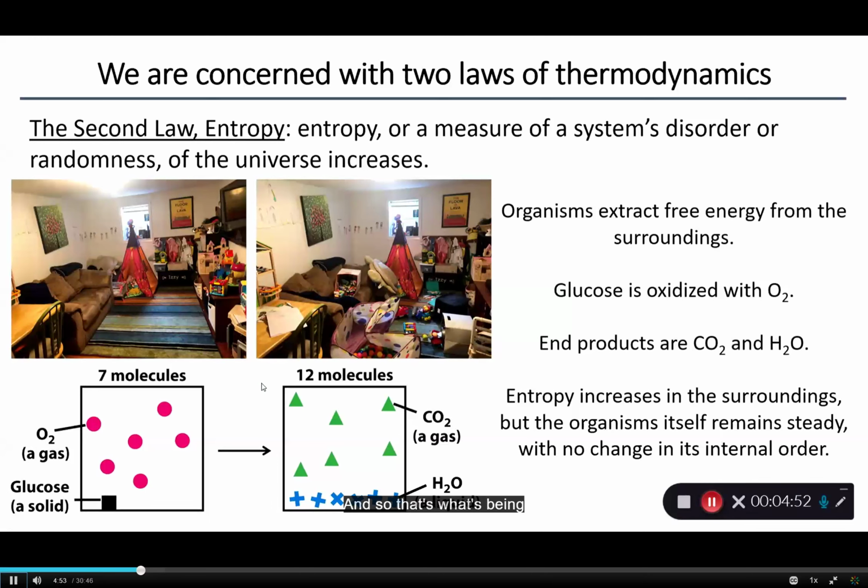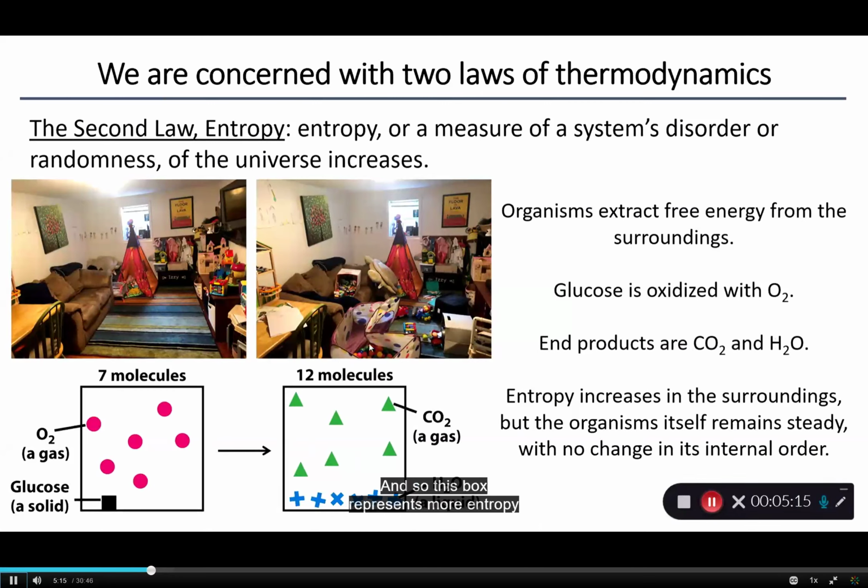And so that's what's being pictured down here in these boxes. We start this chemical reaction of cellular respiration with 7 molecules, 6 molecules of oxygen and 1 molecule of glucose. At the end of this biochemical reaction, we end up with 12 molecules, 6 molecules of carbon dioxide and 6 molecules of water.